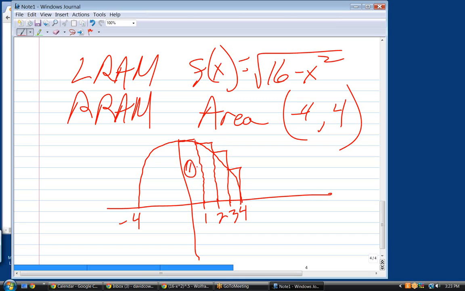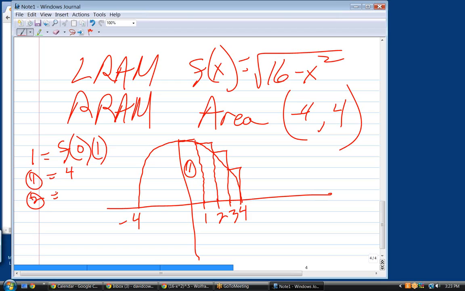Let's call this rectangle 1. What is the height of rectangle 1? It's f of 0. We're using left RAM. So the height of number 1 is f of 0 times 1, the base. What is f of 0 equal to? 4.